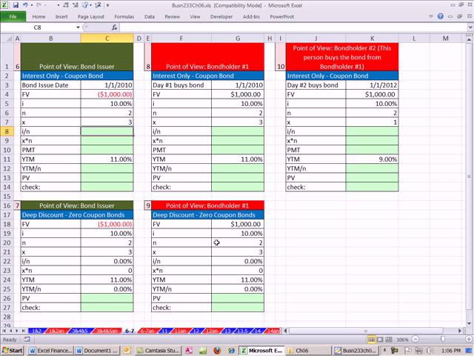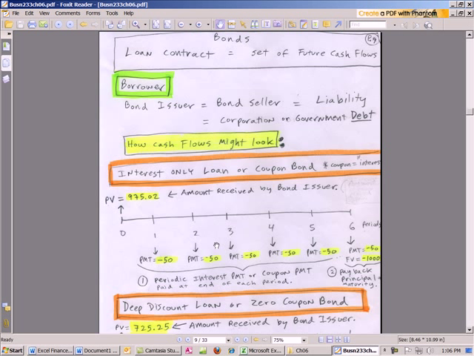Oh wow, we have an exciting topic for this video and for the next 5 or 6 videos. Bonds. What is a bond? You've got to just think of it as simply one thing. It is a loan contract. And anytime there's a loan contract, one side has a liability, the other side has an asset. The person doing the borrowing has a liability. The person loaning the money has an asset.